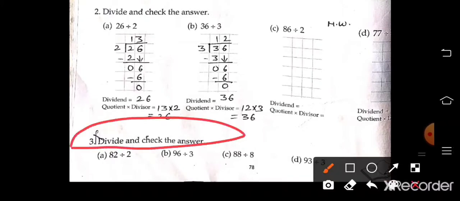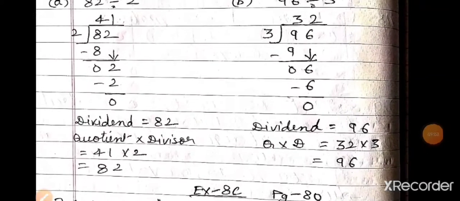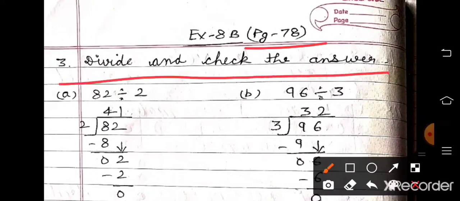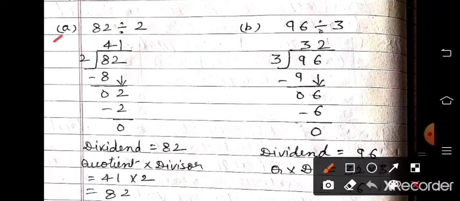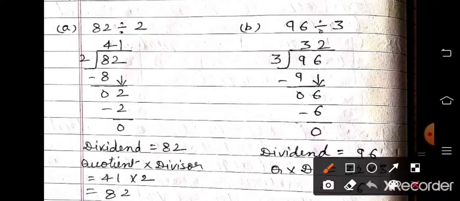Now question number 3, divide and check the answer. Okay, so for it you have to take out your notebook. Write in your notebook like this, exercise 8B, page number 78, divide and check the answer. Question number 8, 82 divided by 2. So solve like this, 2 4 ja 8 and 2 1 ja 2.